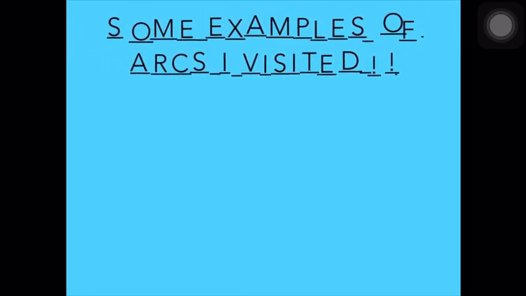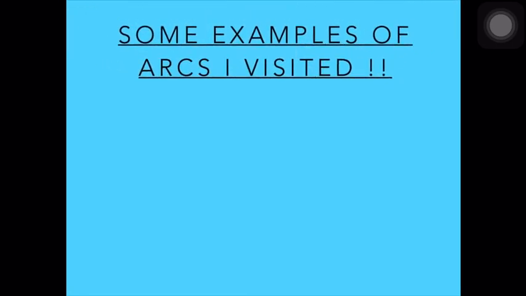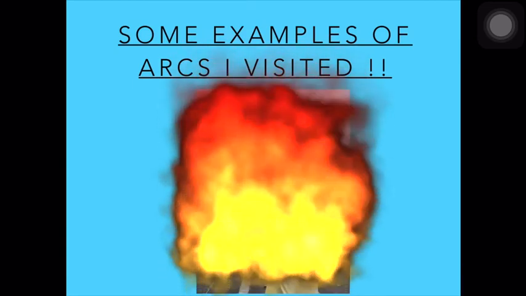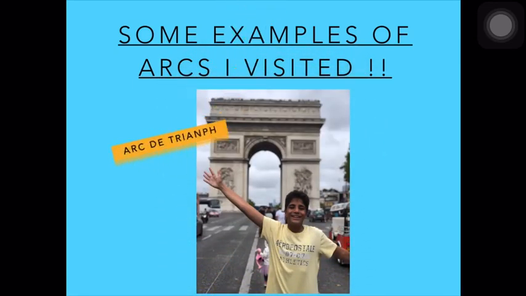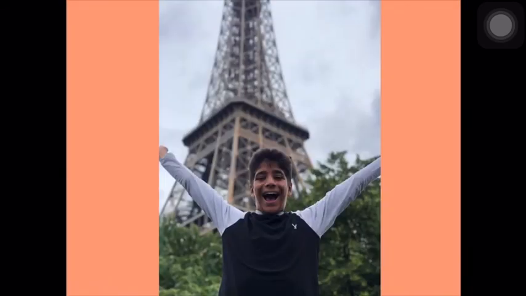Last but not least, these are some fun facts or examples of arcs I visited around the world. So the first one is the Arc de Triomphe, found in Paris, and it's shaped as a downward arc. Last but not least is the Eiffel Tower that I visited in Paris. It was a huge and beautiful tower, and its arc was at its bottom. It was a downward arc.